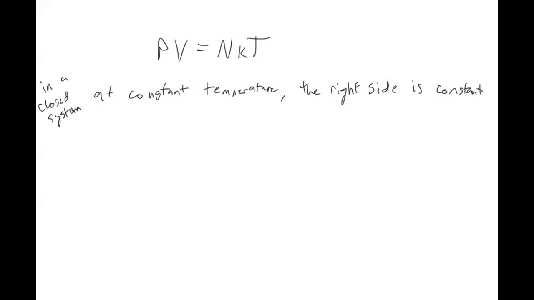So if I increase the pressure, so if pressure goes up, then the volume has to go down because the right-hand side was constant. Or if I decrease the pressure, then the volume would have to increase. Or vice versa, if I increase the volume, then I'm decreasing the pressure of my gas. Or if I decrease the volume, then I increase the pressure of the gas.